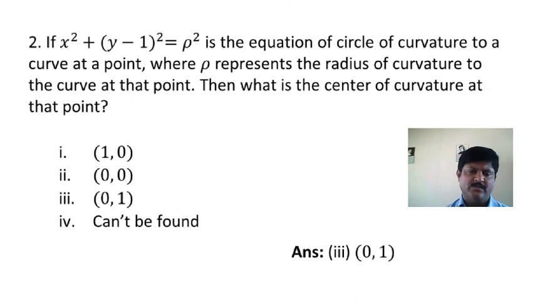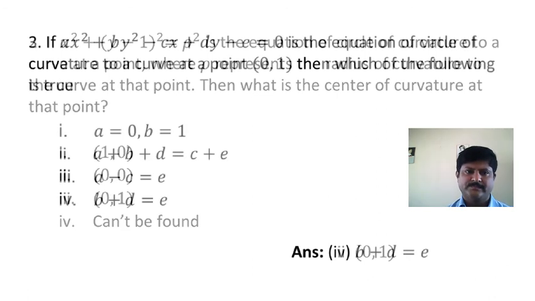Multiple choice question 2. If x^2 + (y - 1)^2 = rho^2 is the equation of the circle of curvature to a curve at a point, where rho represents the radius of curvature to the curve at the point, then what is the center of curvature at the point? The answer is the third one, (0, 1).